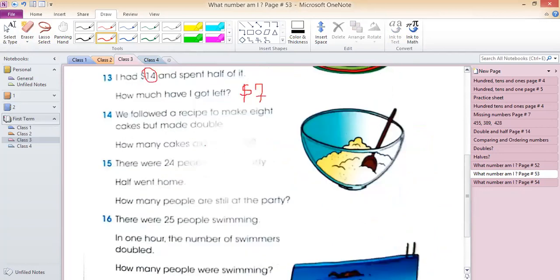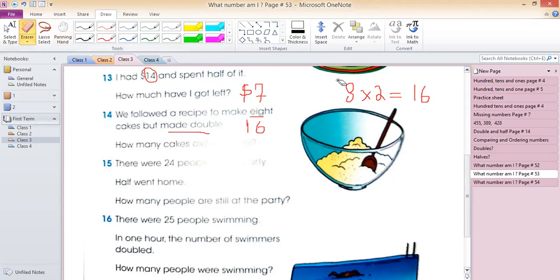Question number 14 was: we followed a recipe to make 8 cakes, but made double. We were making 8 cakes, but we made double of it. How many cakes did we make? Double of 8 means 8 multiplied by 2. So 8 times 2 is 16, or you can check with the 2 table: 2 1s are 2, 2 2s are 4, 2 3s are 6, 2 4s are 8, 2 5s are 10, 2 6s are 12, 2 7s are 14 and 2 8s are 16. So we made 16 cakes.